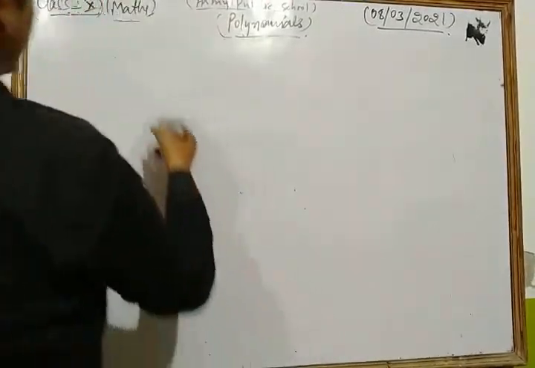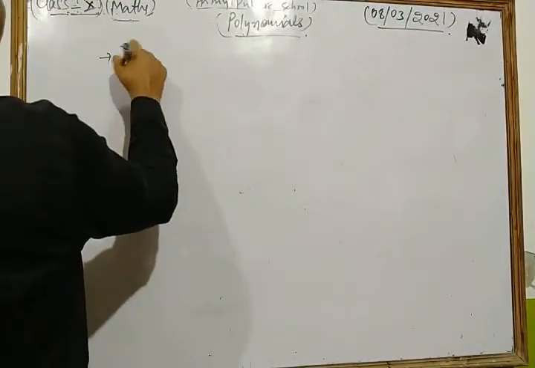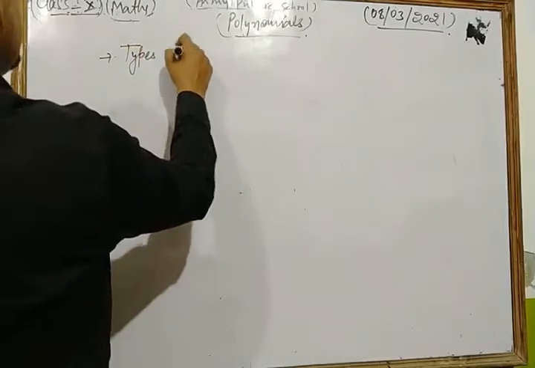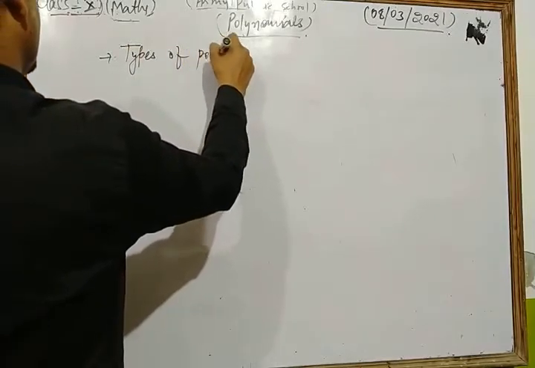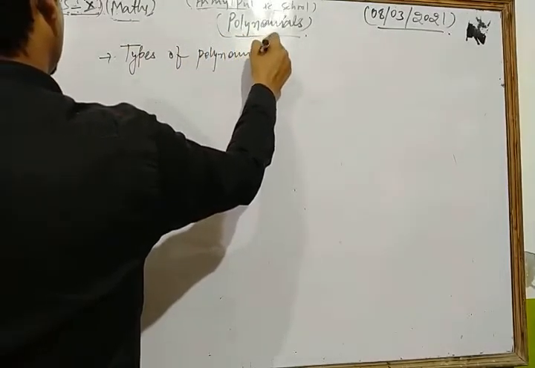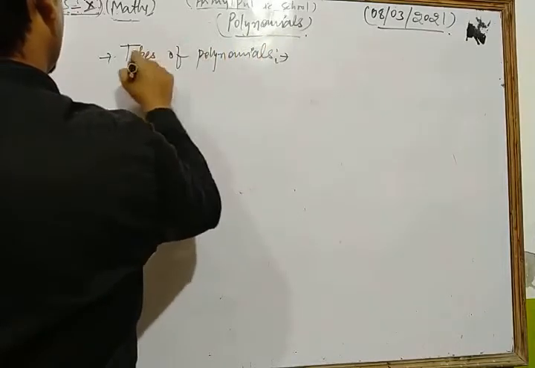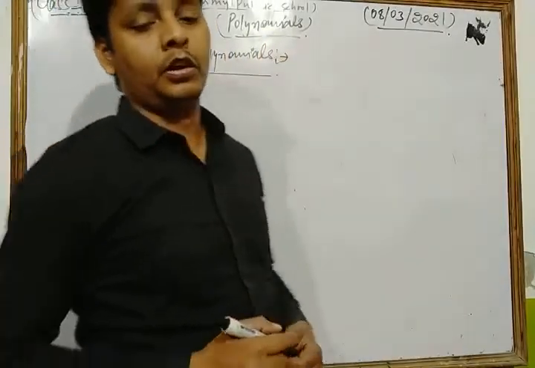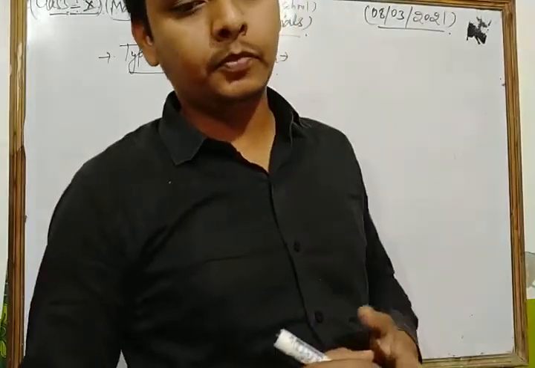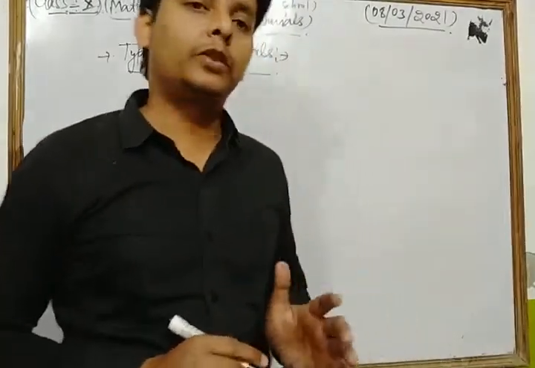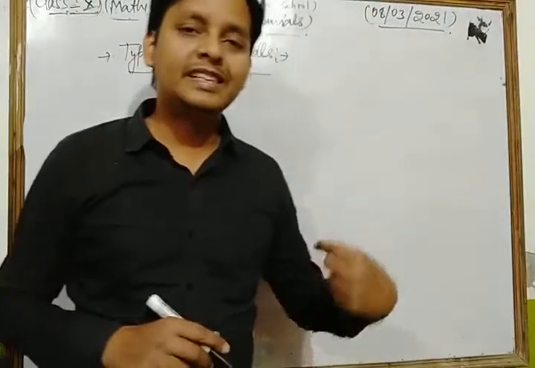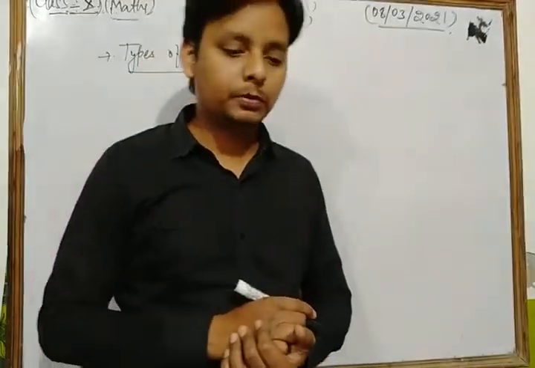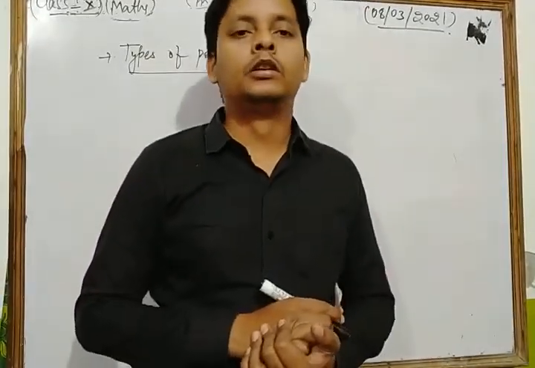Now we are going to discuss the topic: types of polynomials. Dear friends, there are so many types of polynomial, like constant polynomial, linear polynomial, quadratic polynomial, cubic polynomial, and biquadratic polynomial.